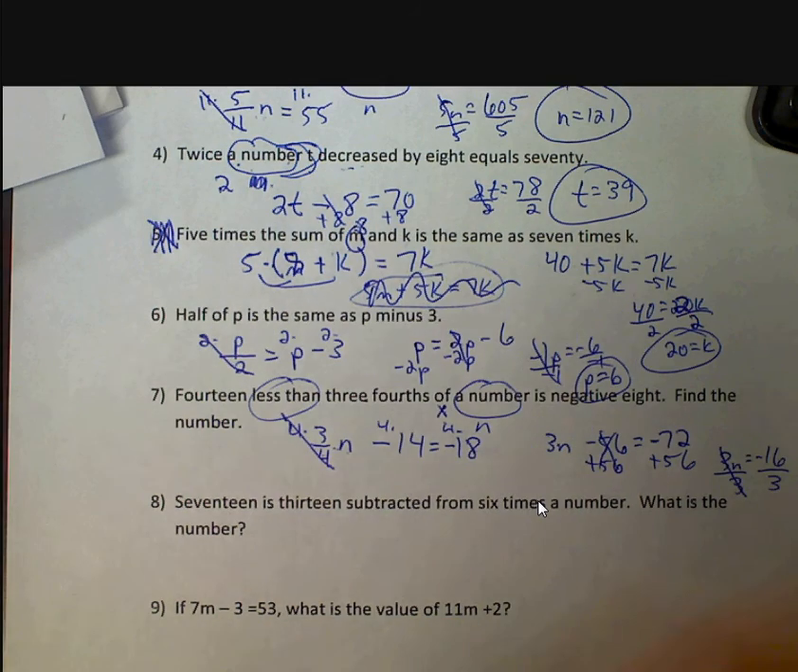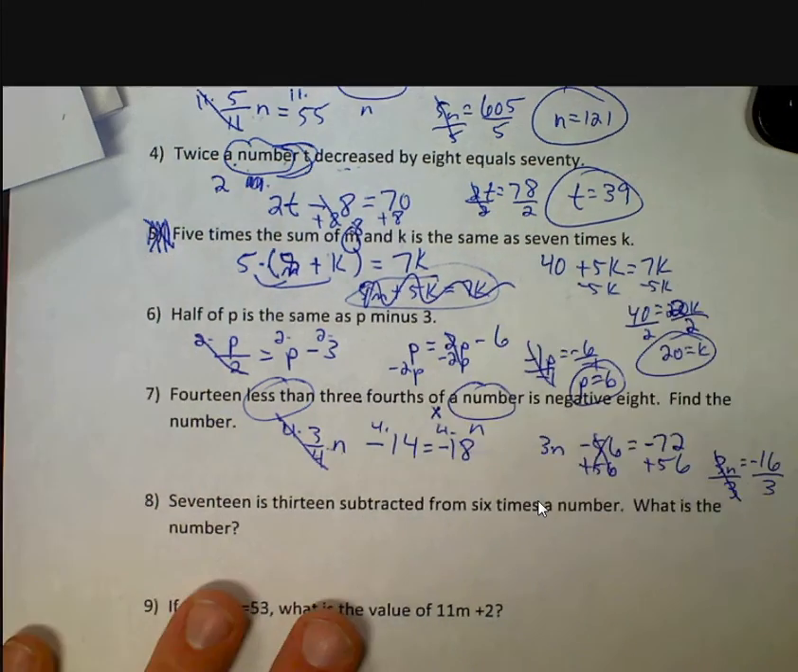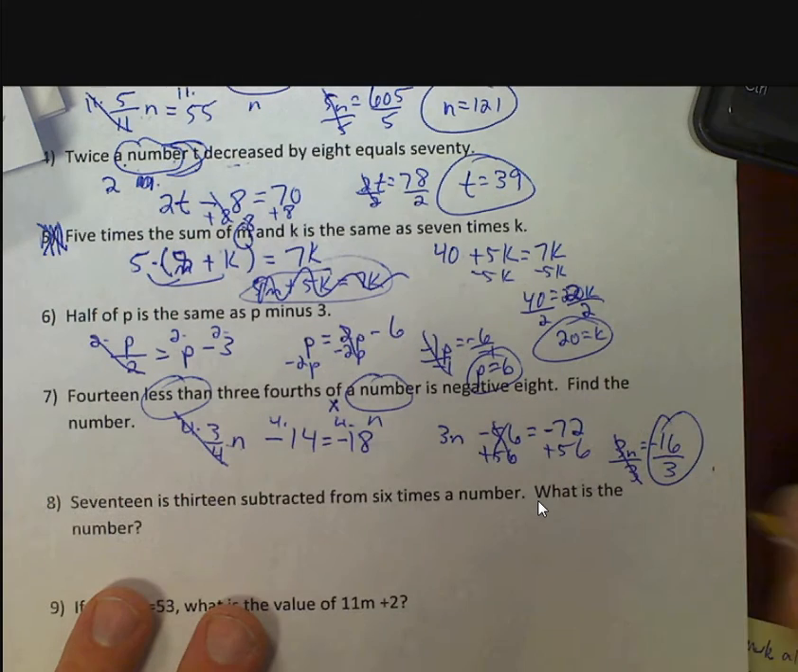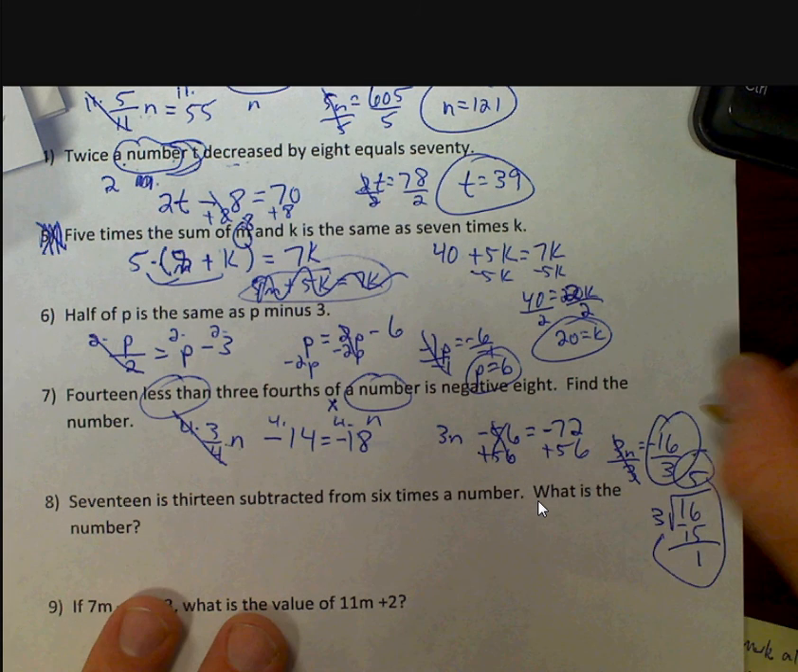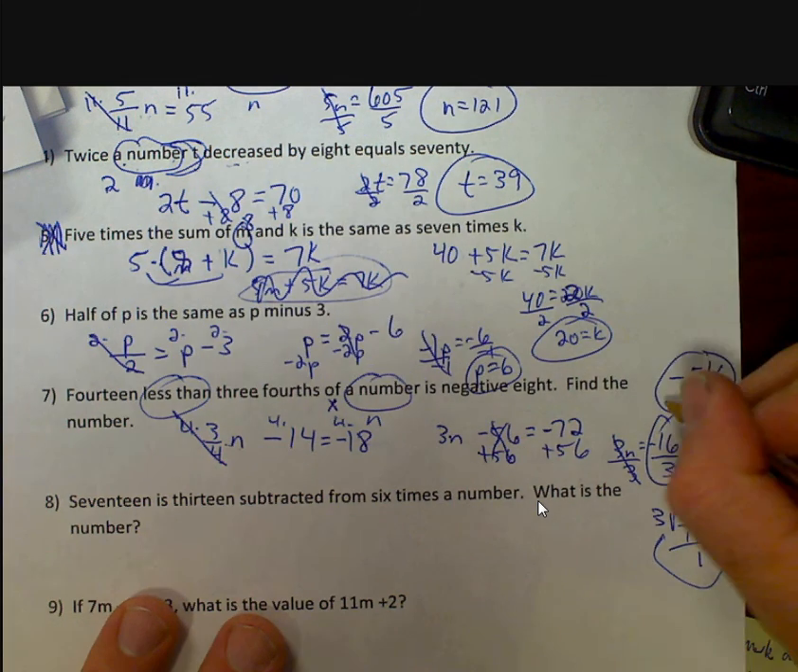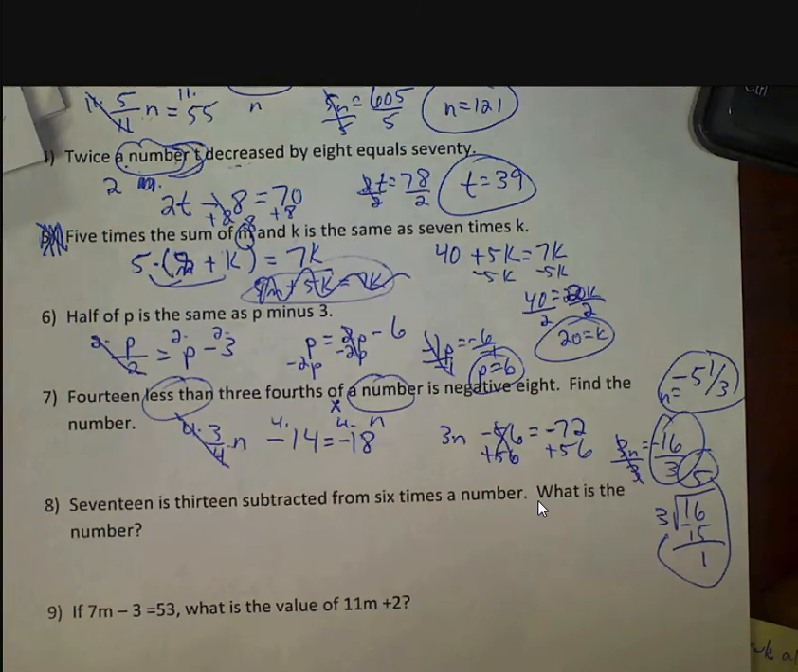I actually cannot divide this evenly, so I'm going to go ahead and change this into a mixed number. Top in, bottom out. 3 goes into 16, 5, which is 15. 1 left over. So my answer would be negative 5 1/3. N equals negative 5 1/3.